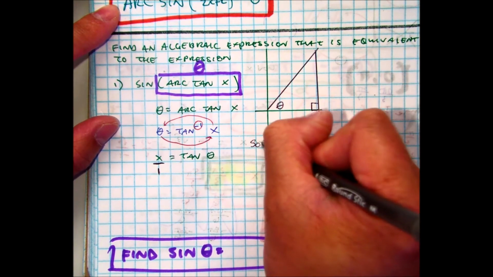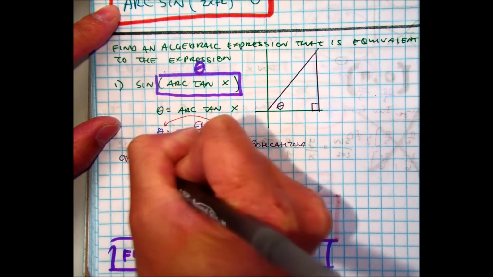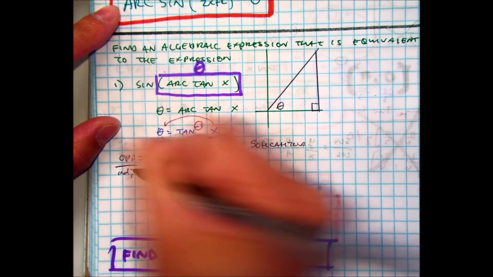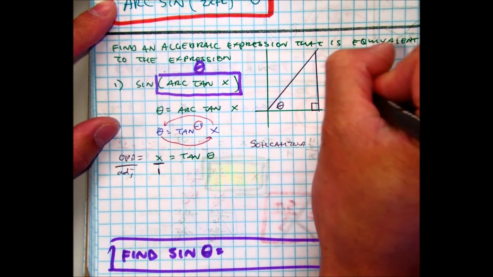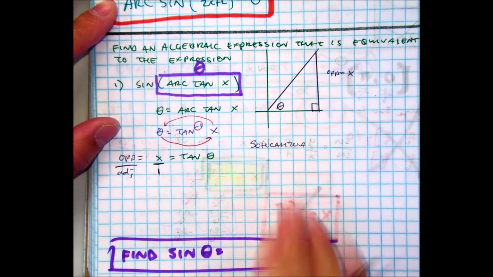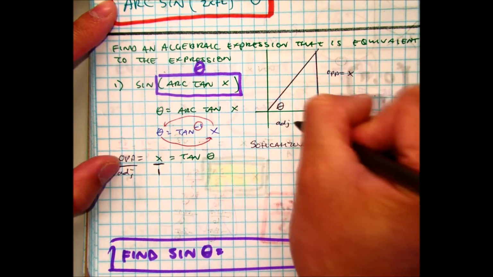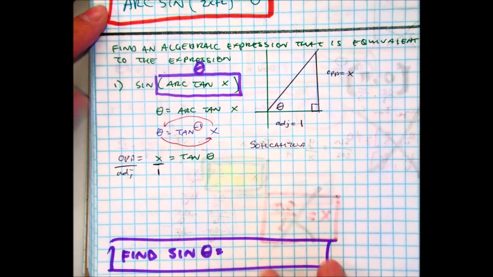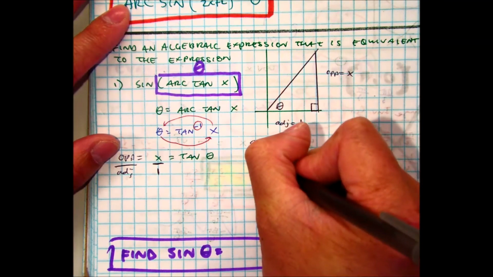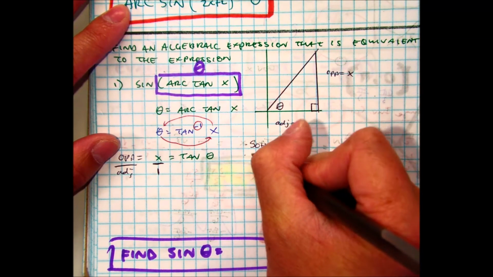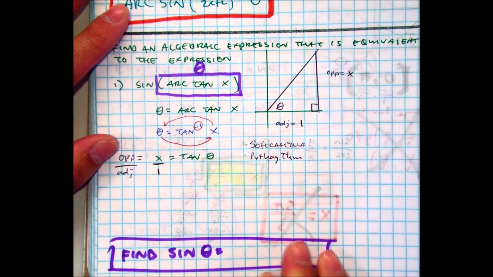Okay, that's one way, or opposite over the adjacent. So now I can go to theta and say the opposite side is equal to x, and the adjacent side is equal to 1. Well, I have two sides of a right triangle. I can use the Pythagorean theorem to solve for the third side of a right triangle.